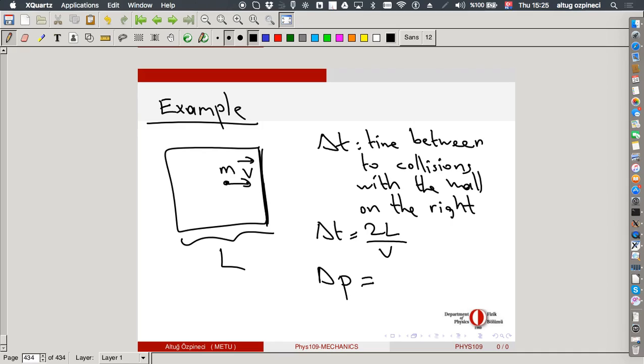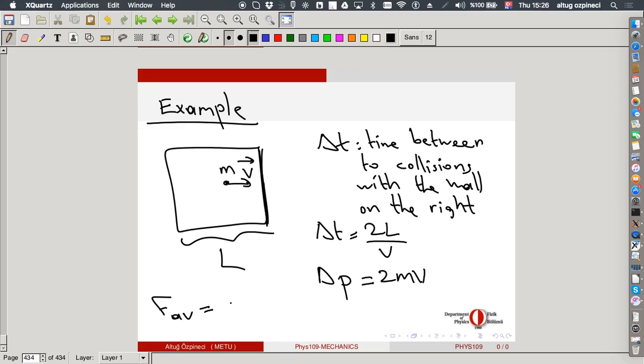Well, before the collision, the momentum of this mass is mv. After the collision, it is mv in this direction. Now the change in the momentum of my mass is 2mv in that direction. So the change in the momentum of the wall should be 2mv in the other direction. But the magnitude, in any case, will be 2mv. So what about the average force?